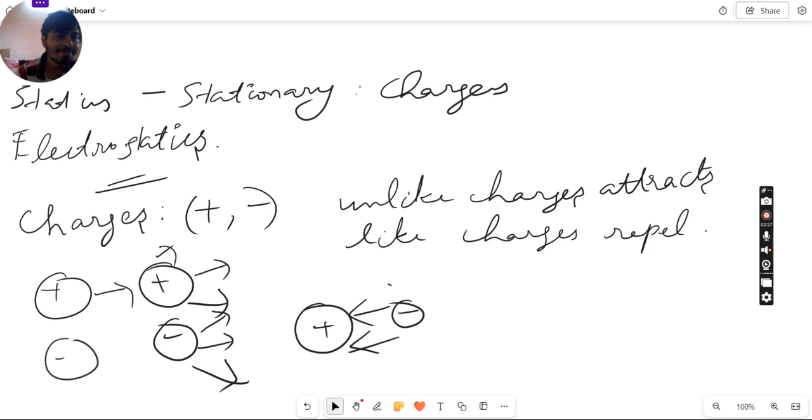So charges are stationary. When charges are stationary, something beautiful happens. No, nothing beautiful happens actually. When charges are moving, we will see it later, it gives rise to a new phenomenon called magnetism.